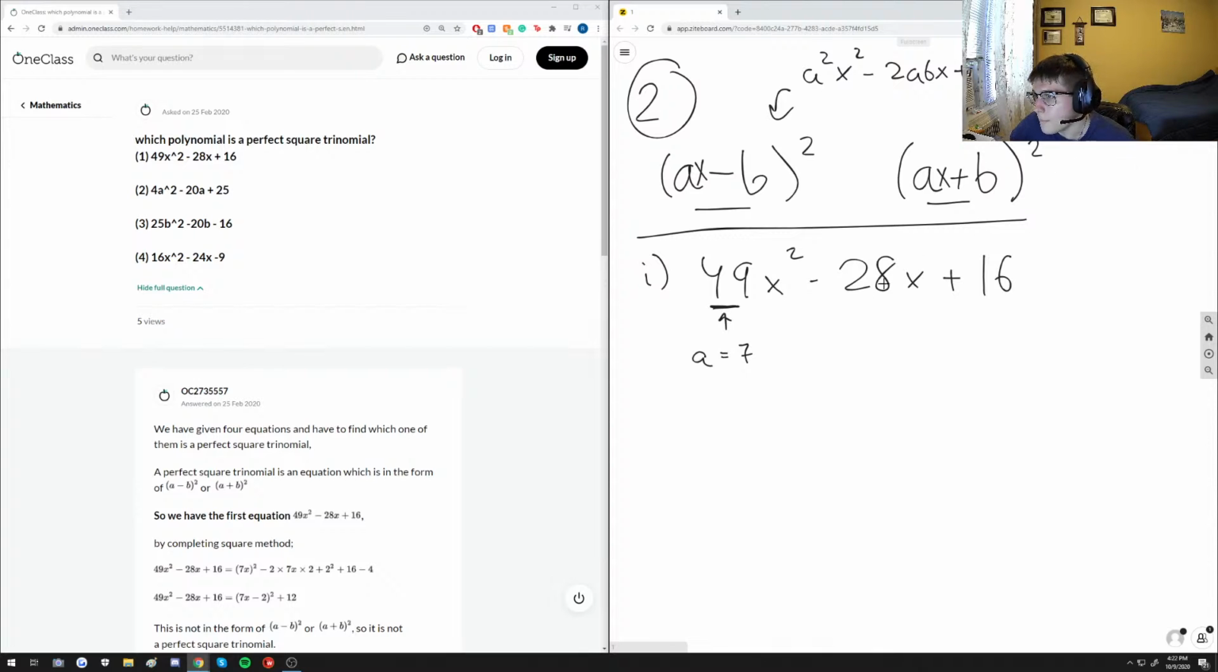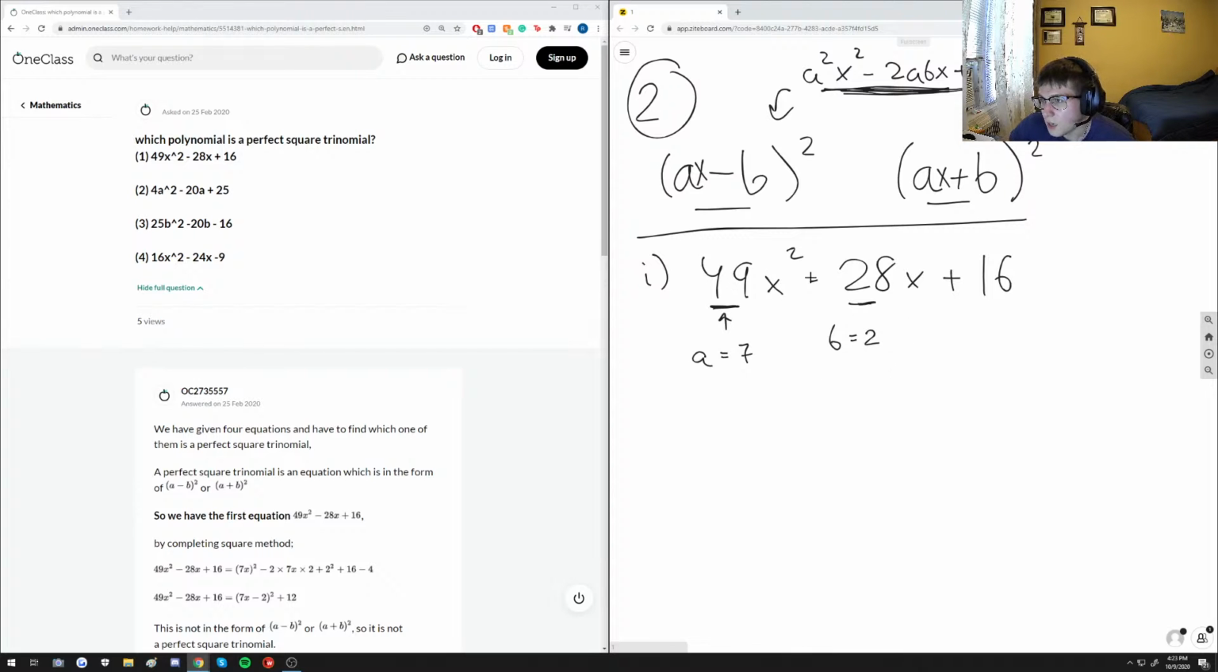Now, going along here, because this is of the form, we already realized that we are going to be using the a squared x squared minus 2abx plus b squared form, because it closely resembles the signs of this first answer choice. So because we have our a, we have to now find what our b is. So substituting a for 7, we have minus 14bx, and now we know that the value of b that completes this would be b equals 2.